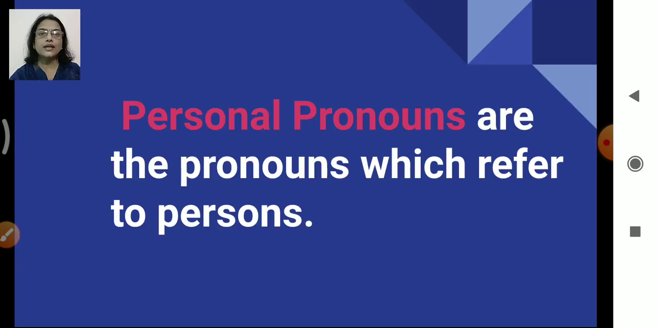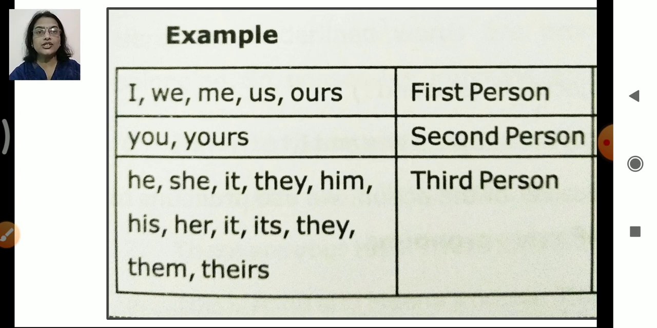Now here you can see personal pronouns. First we will start with personal pronouns. Now what are they? They are the pronouns which refer to persons. For example, here you can see the chart, children. Now this chart is very much there in your grammar book. Can you see it? Okay, so here you can see in the first column I, we, me, us, ours.